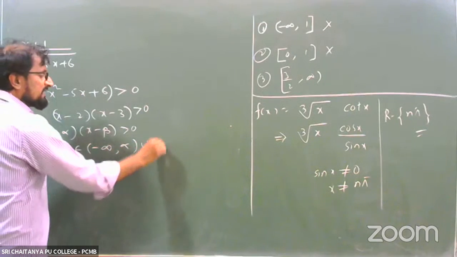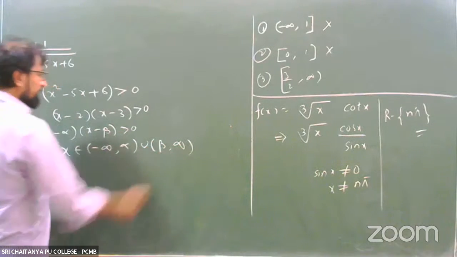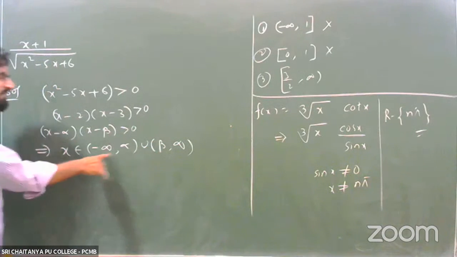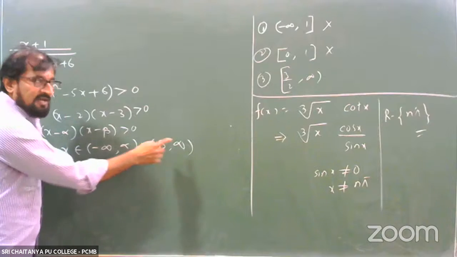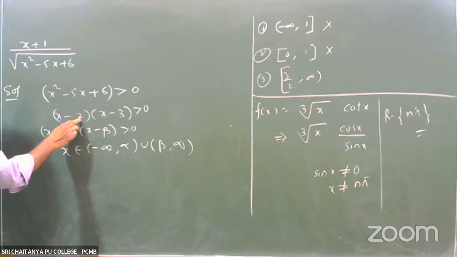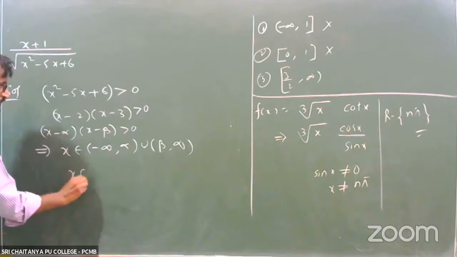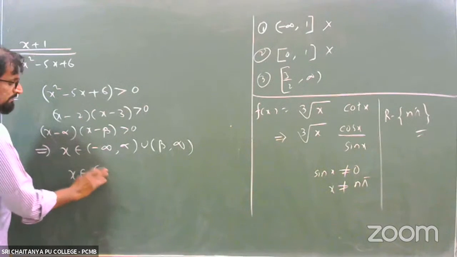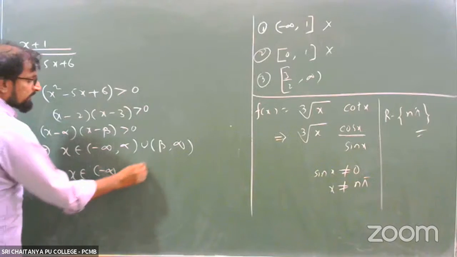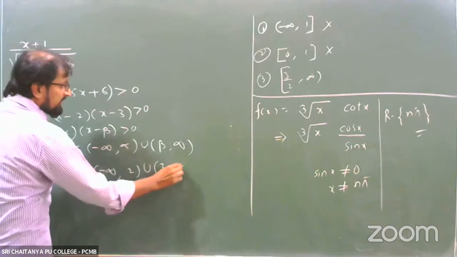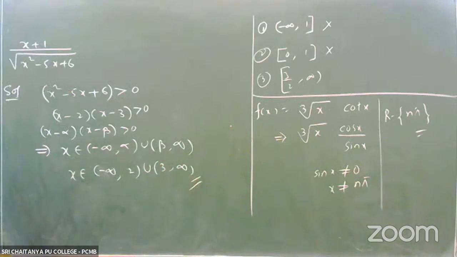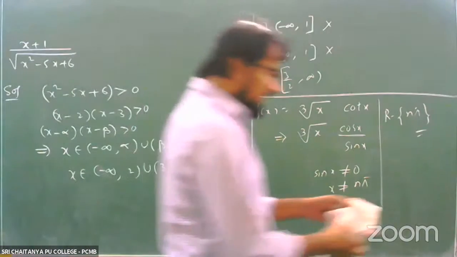You can represent that as x belongs to minus infinity comma alpha union beta comma infinity, where alpha is the least value and beta is the highest value. Means x belongs to minus infinity comma 2 union 3 comma infinity. Copy this one. Already I have given these four relations at the time of introduction of the domain and range concept.